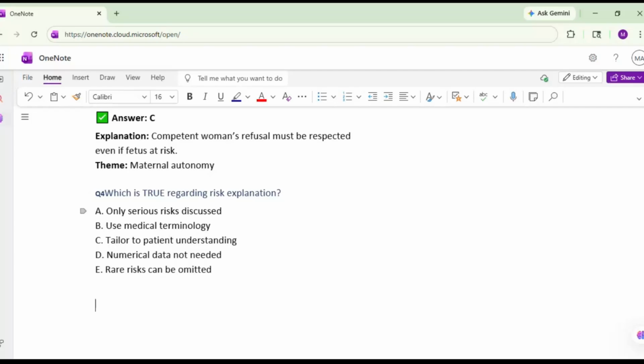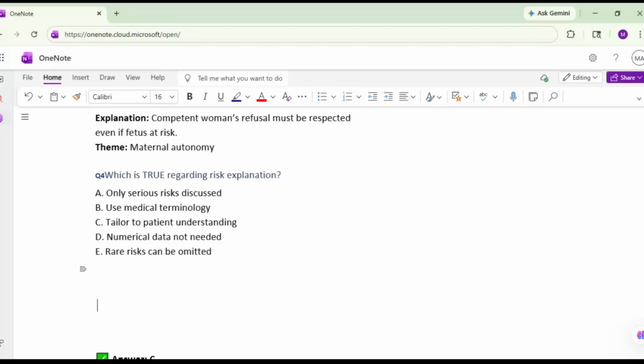Which is true regarding risk explanation? Sorry. Only serious risk, use medical terminology, tailor to patient understanding, numerical data not needed, rare risk. We should tailor to the patient's understanding, yeah.